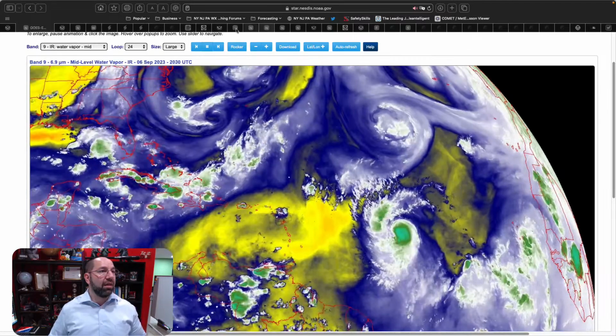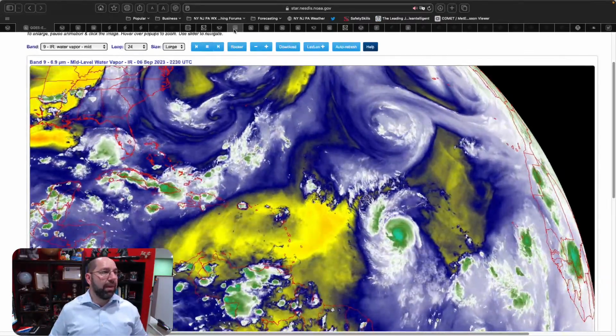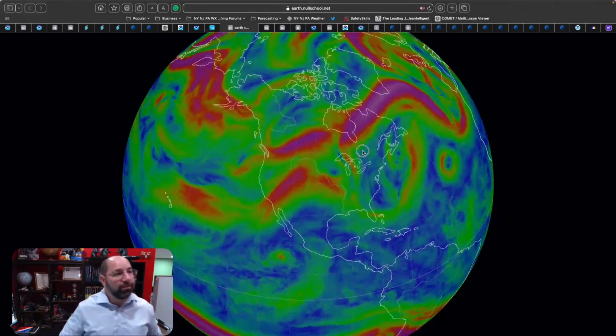And for that, let's go to our other favorite map. Let's see here. I think it's this one. Ah, yes, perfect pick. Okay.